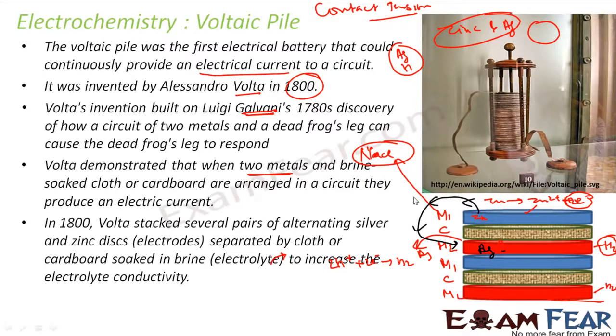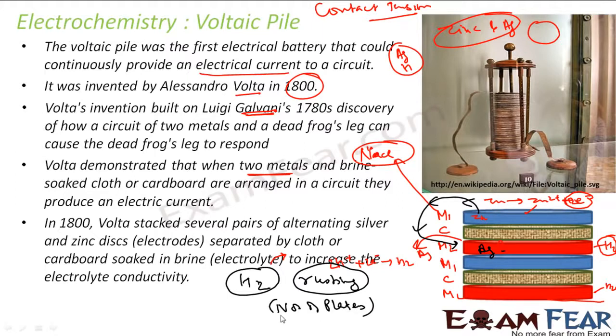But there was an issue: the hydrogen gas was an issue, the rusting of the plates was an issue, and the third issue was the number of plates. You could have a huge voltage with many plates, but the number of plates was the issue. There was a cap to the number of plates.